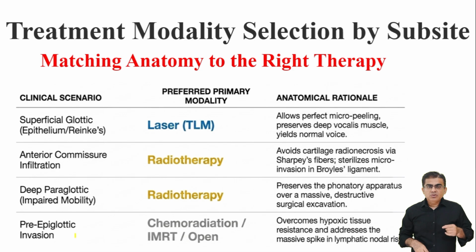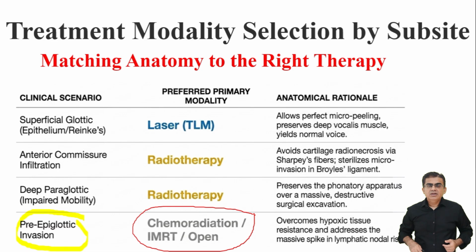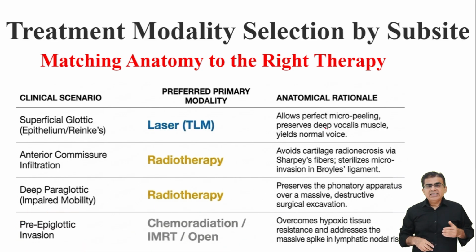Finally, look at the bottom row for the pre-epiglottic space. A tumor hiding here faces hypoxic tissue resistance and a massive spike in lymphatic risk. A simple transoral laser is absolutely insufficient here. These complex patients require escalated IMRT, advanced chemoradiation, or open surgery. You must always match the right tool to the exact anatomical threat.